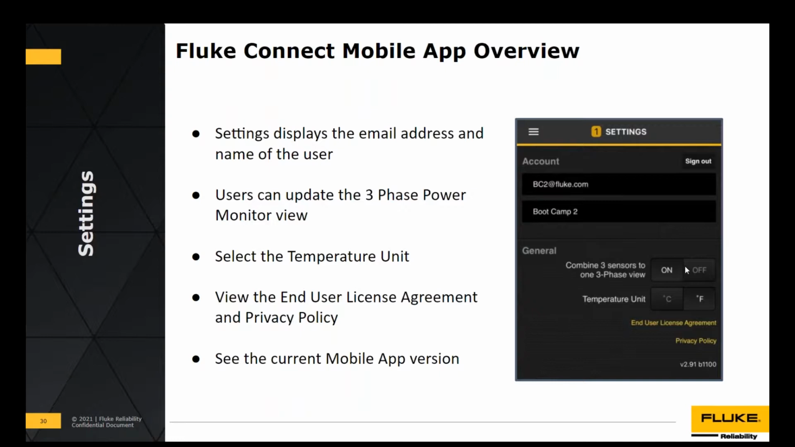Last, we have the settings section. This will show you what the email address is for the account and also the name of this specific account. We can change the sensor to view for the 3-phase power monitor, so you can turn that on or off. We can change the temperature unit to Celsius or Fahrenheit. You can view the end user license agreement or the privacy policy. And also very important is the current version of the app that your mobile device has.